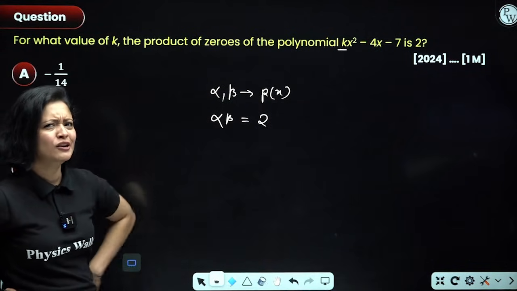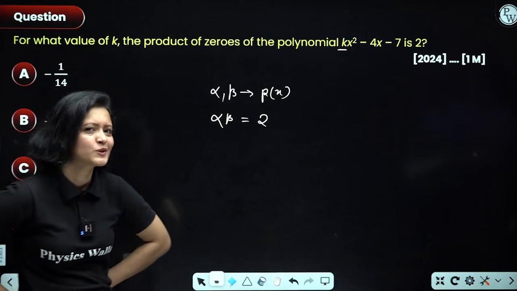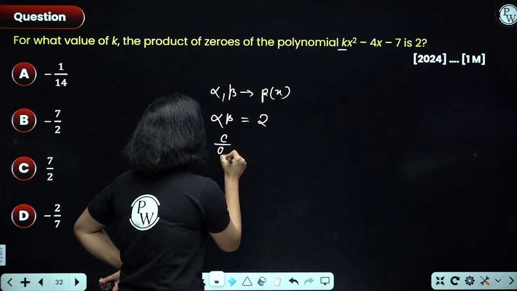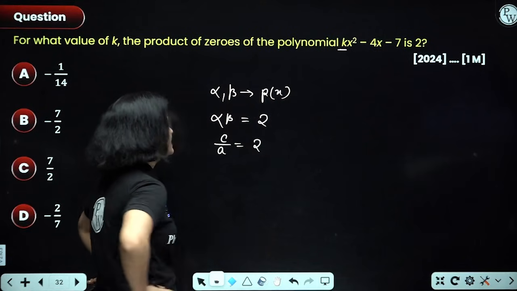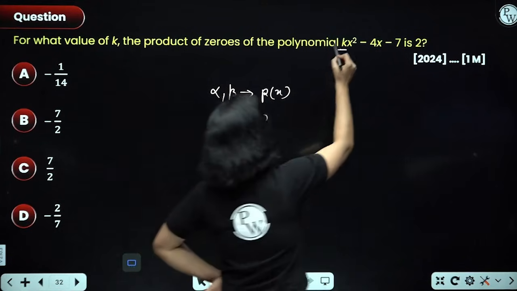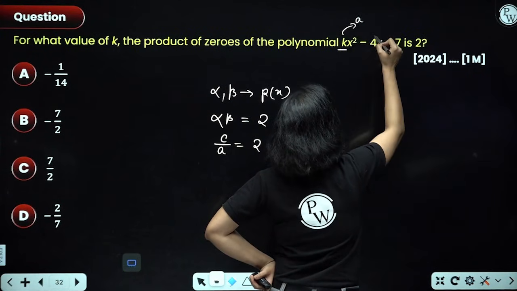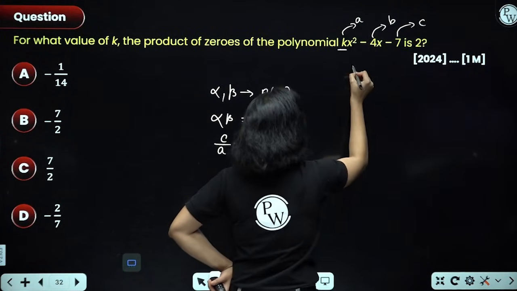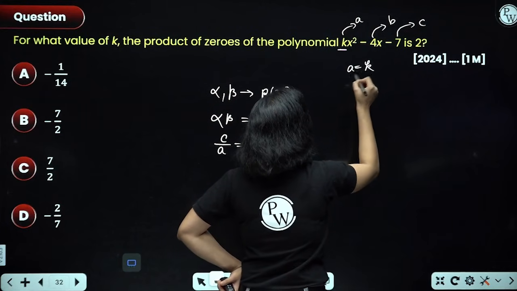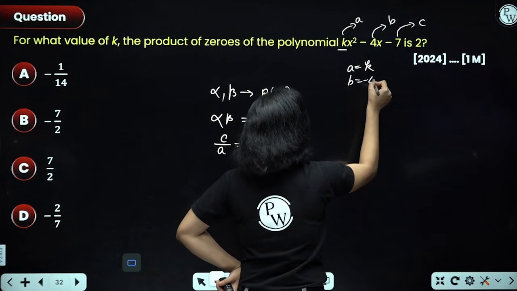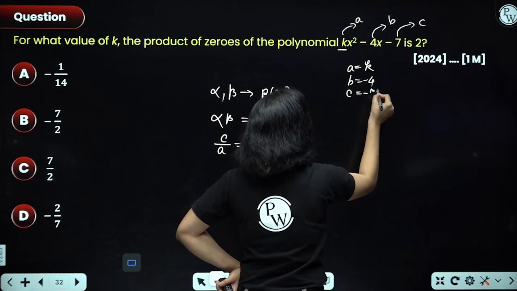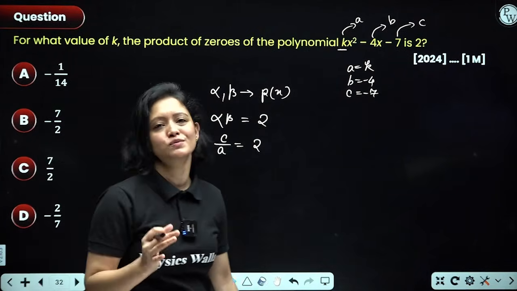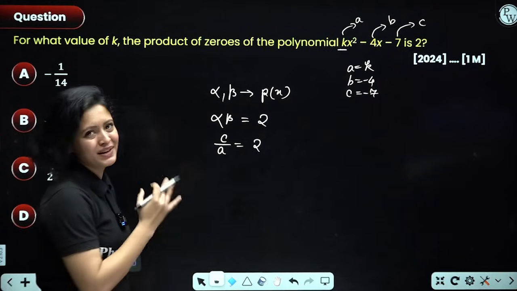We know the value of alpha into beta in terms of coefficients, right? What is it? It's c by a. So we just have to figure out that c by a should be 2. Now here a is not given to us, b is negative 4 and c is negative 7. I'll write it here. A is k everyone, b is equals to negative 4 and c is equals to negative 7. Please remember the negative sign because this is where most of the people lose marks. So yes, please remember your signs.